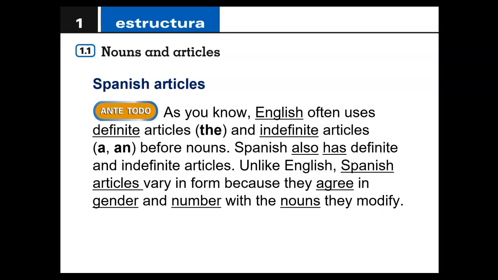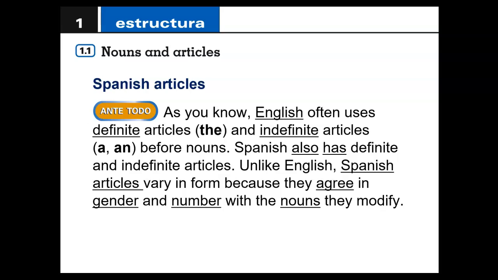All right, so now this is a little different. We were talking about nouns before. Now we're talking about Spanish articles, okay? So it says, as you know, English often uses definite articles, the, and indefinite articles, a or an, before nouns. So Spanish also has definite and indefinite articles.